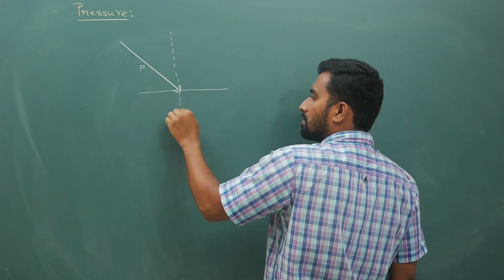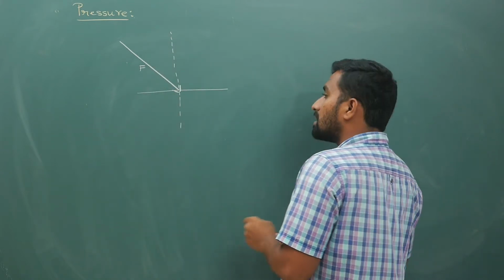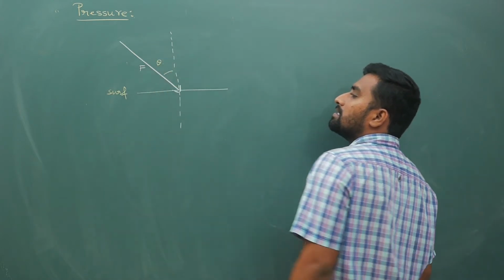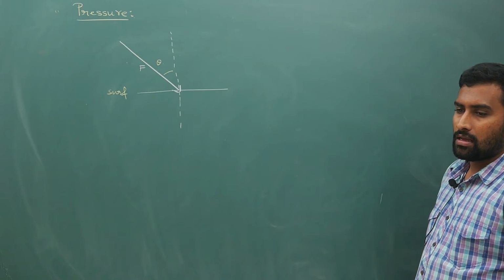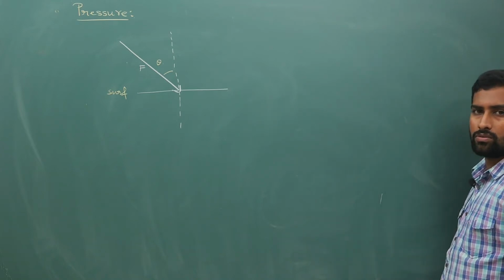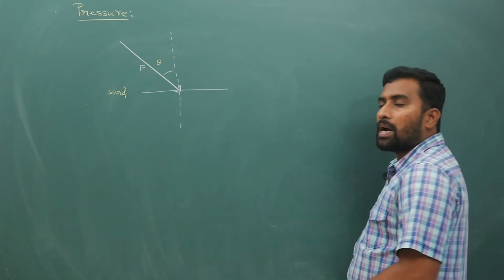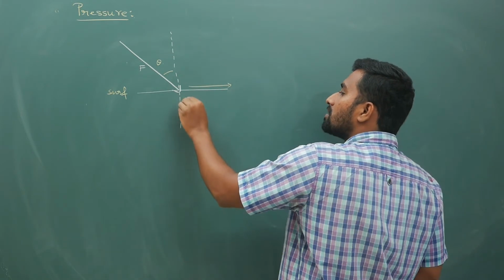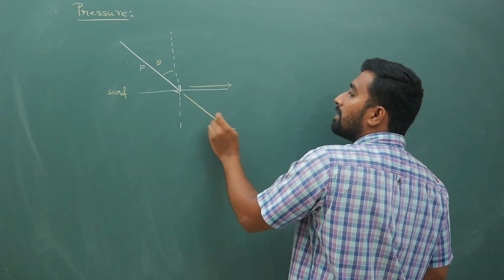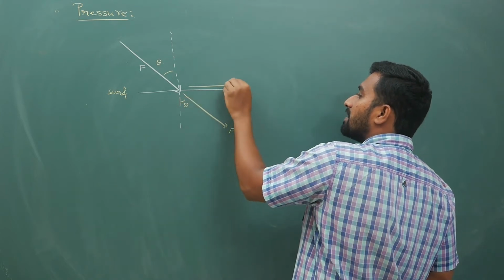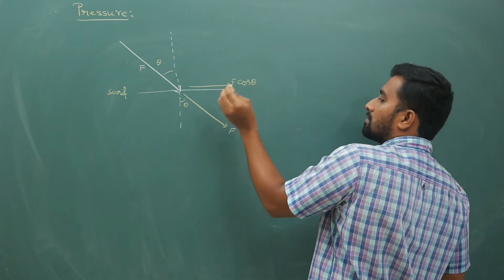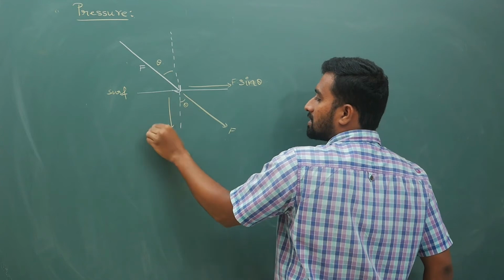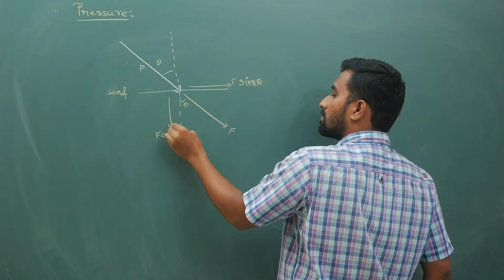Now this is your surface. Let us say this angle is theta. In physics I have told you, you will take parallel transport while writing the components. If your force F applied is this way, if you do parallel transport, this component is F sin theta and this component is F cos theta.